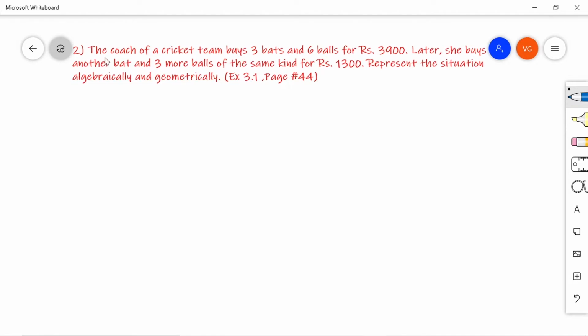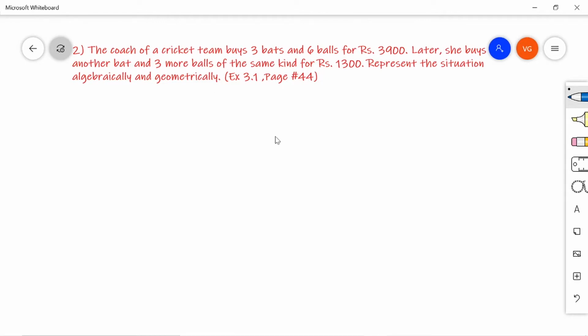Problem goes like this. The coach of a cricket team buys 3 bats and 6 balls for 3,900 rupees. Later, she buys another bat and 3 more balls of the same kind for 1,300 rupees. Represent the situation algebraically and graphically.